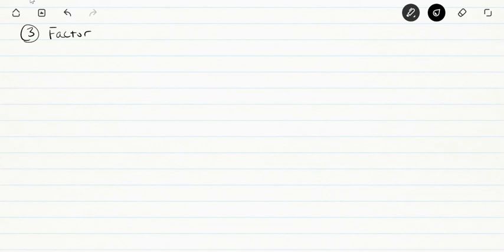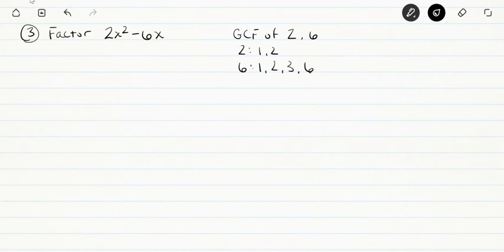So we want to factor 2x squared minus 6x. So again, I'm going to look for the greatest common factor of 2 and 6. So the factors of 2 are just 1 and 2, and the factors of 6 are 1, 2, 3, and 6. So my greatest common factor is 2.